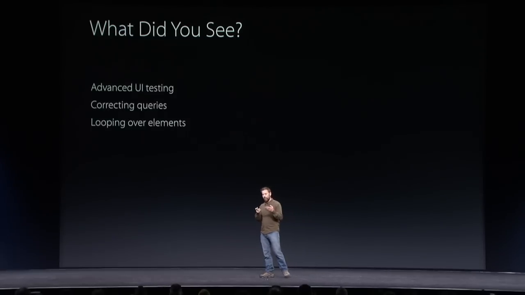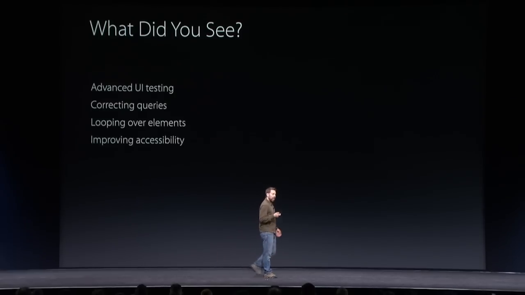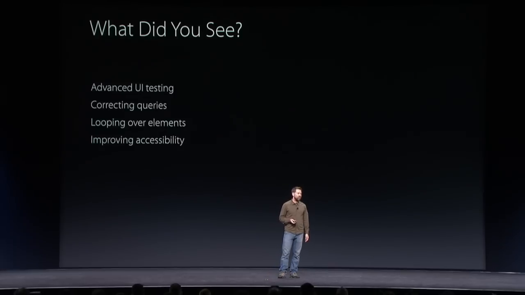So, we used element at index 1, and that pointed to the apples label the first time through, but as soon as that was gone and the UI had changed, now that was pointing to the oranges label. And then finally, how to improve accessibility, which is just something that the rewards are really fantastic for doing.